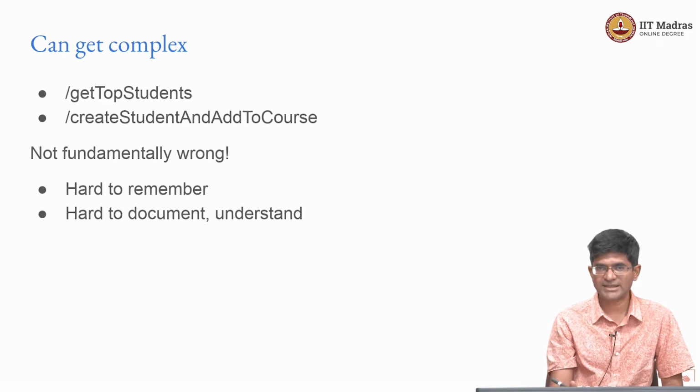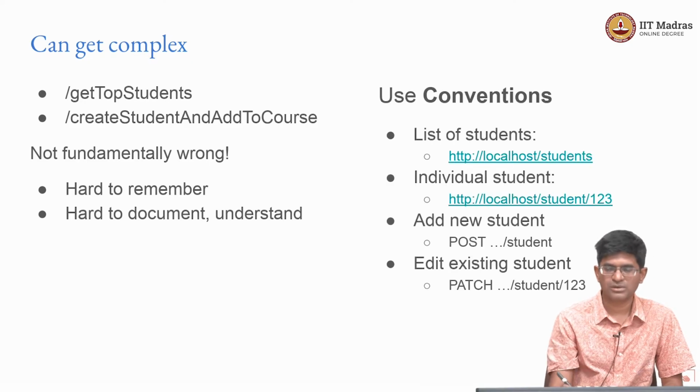I need to be able to test, I need to be able to document. And more importantly, the developer who is using it needs to be able to understand what I meant. So while this is possible, it can get complex. Therefore, APIs sort of tend to follow conventions.